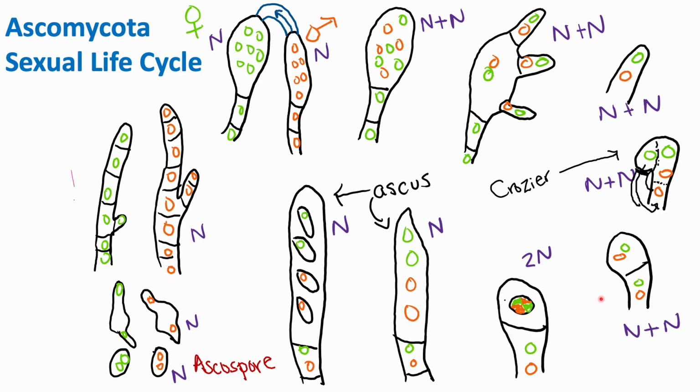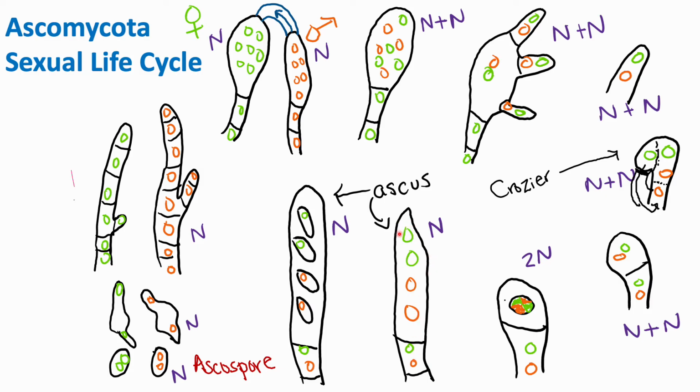karyogamy. So karyogamy is when two nuclei come together, and it's going to happen in the tip. So in the tip, we can see we have n plus n, a green and orange nuclei, and they're going to come together to form this zygote, which is going to be 2n. So we can see it's 50% green, 50% orange, and we have this 2n structure. So immediately after karyogamy, we are going to undergo meiosis. So we're going to undergo meiosis 1 and meiosis 2 to get 4 haploid nuclei.